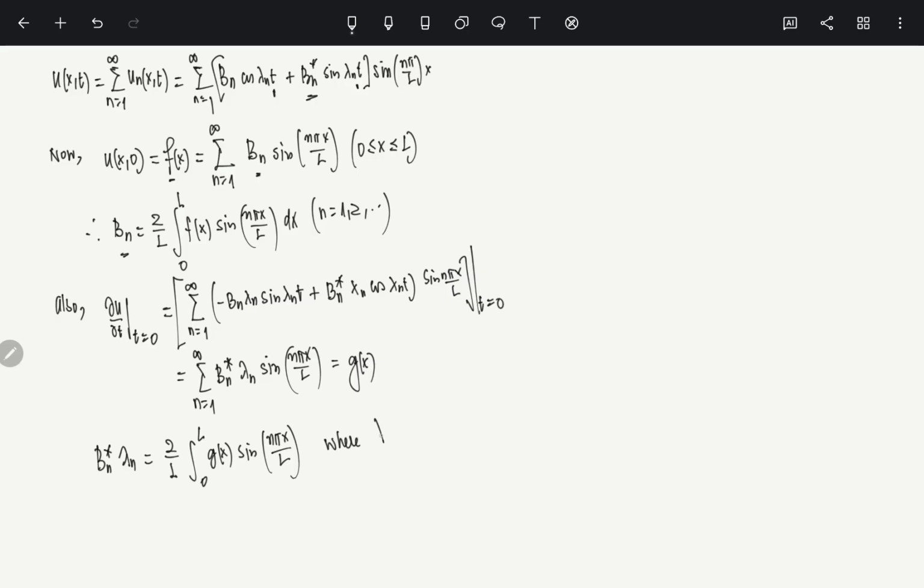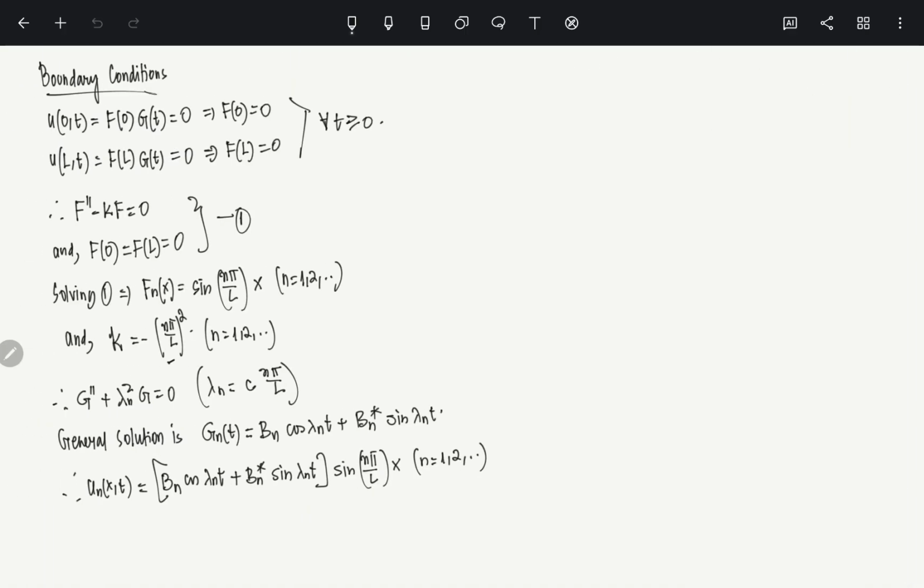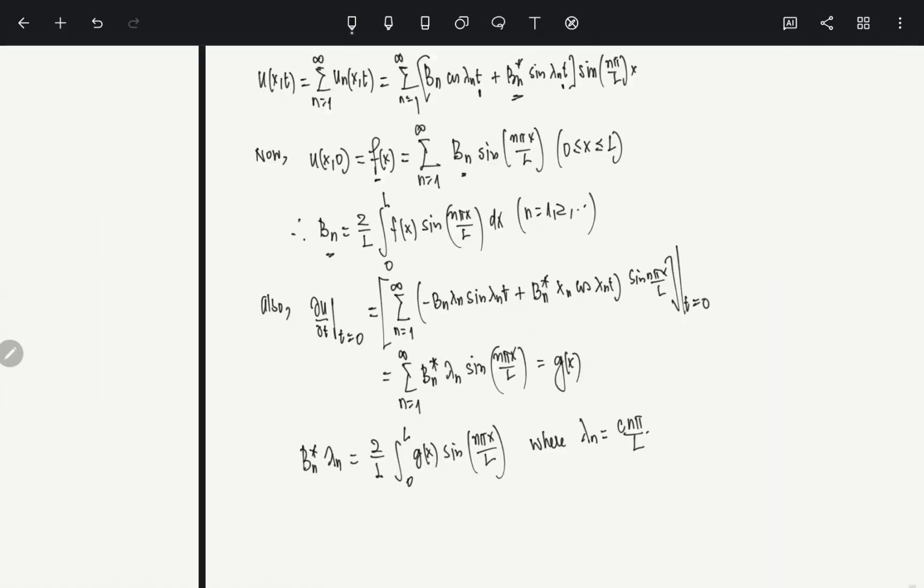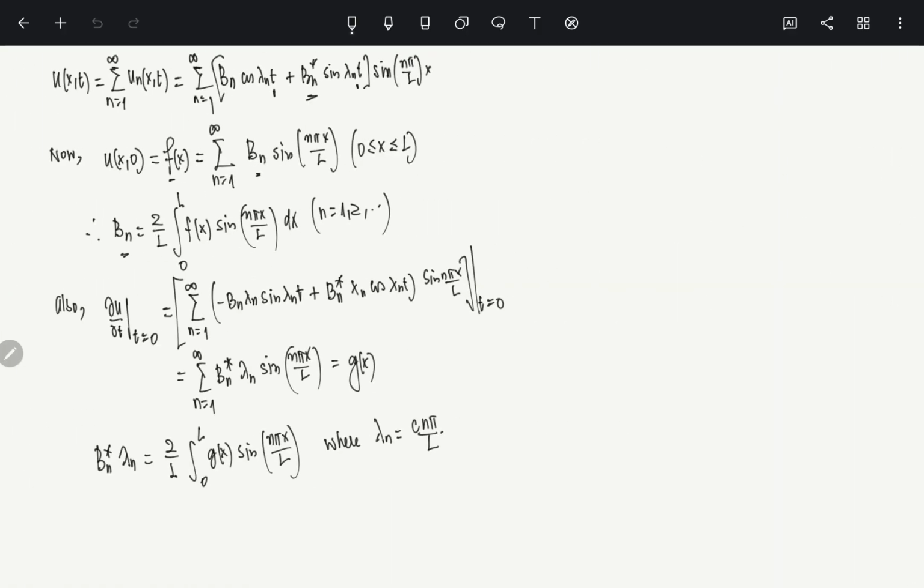Where lambda n, you remember, lambda n's are nothing but c n pi by L. That's what we were assuming. So if you put it there, you get that Bn star lambda n is nothing but 2 by c n pi, and then integral 0 to L of g of x sine n pi x by L dx.